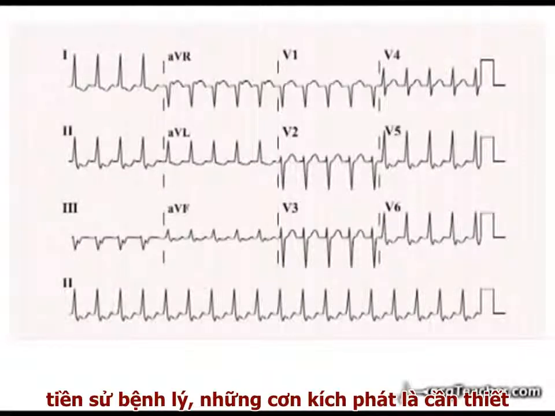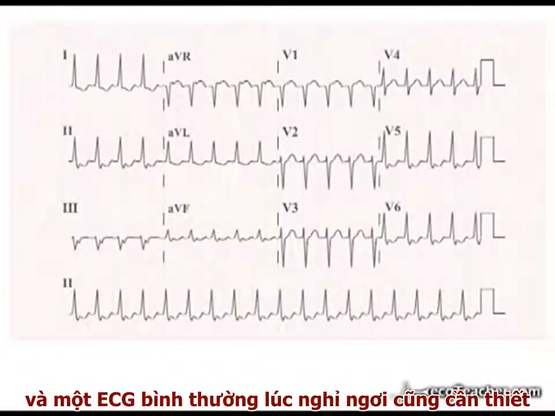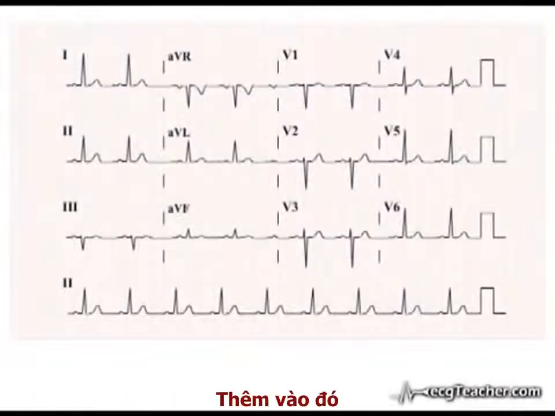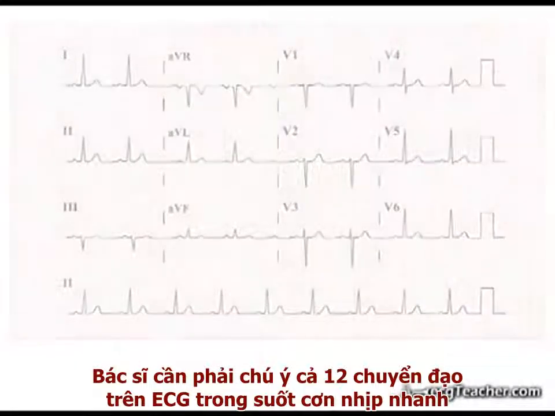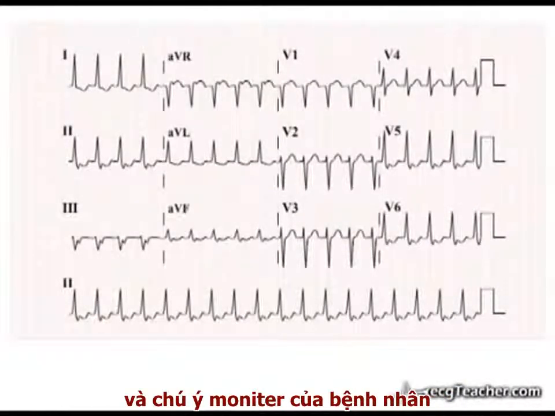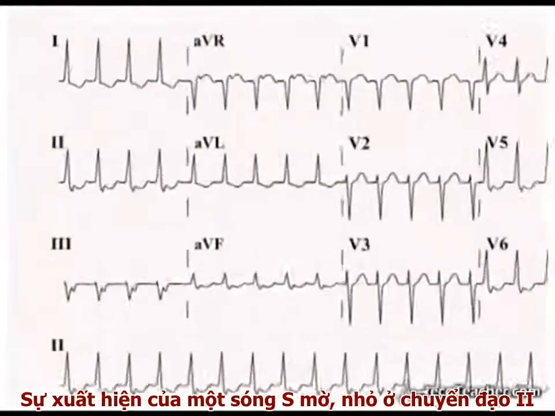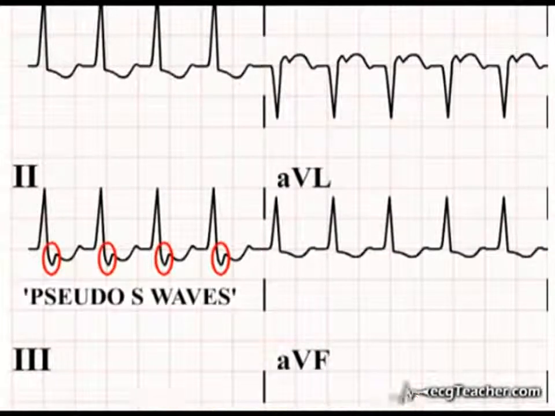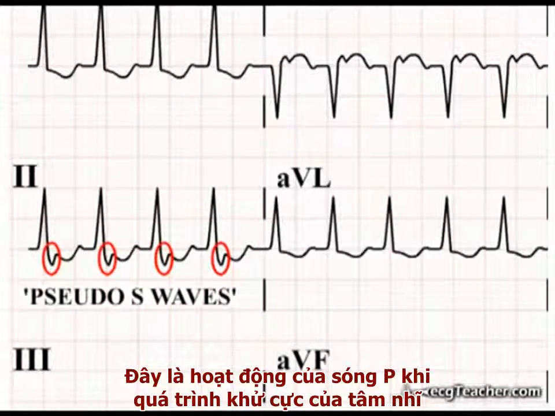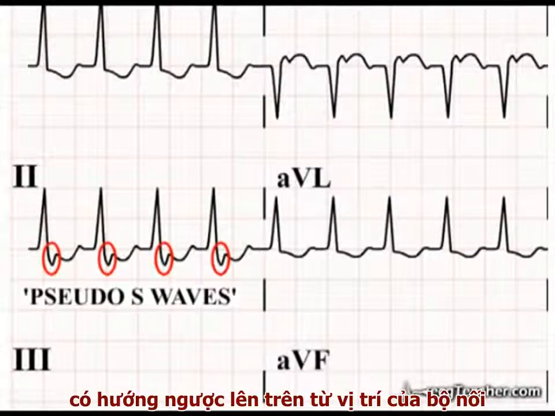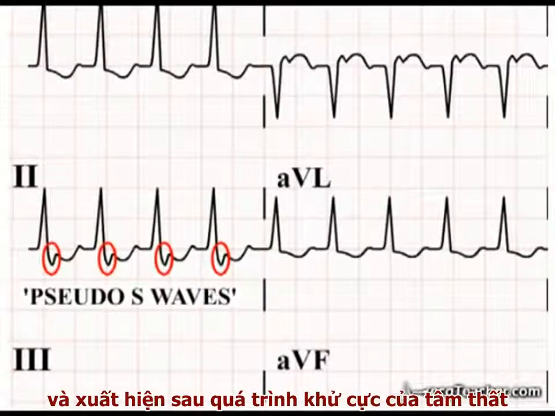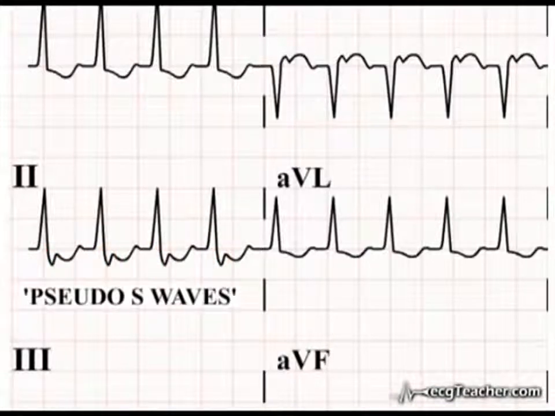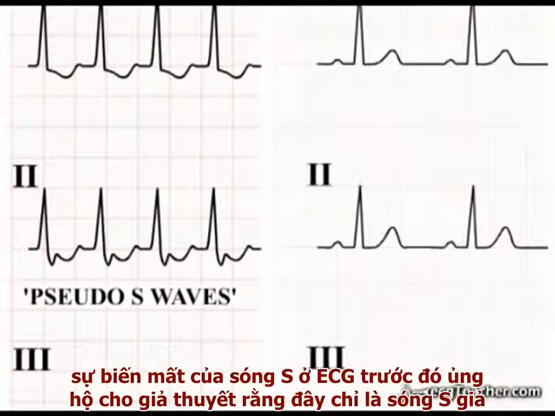The clinical history of paroxysmal episodes is typical, and a normal resting ECG is expected. In addition, the doctor noted on both the 12-lead ECG obtained during the attack and on the patient's monitor the presence of small slurred S waves in lead 2. In fact, these are pseudo S waves and represent P wave activity as atrial depolarization is spreading upwards from the junctional region and is occurring after ventricular depolarization. The complete absence of S wave activity in lead 2 in the pre and post-attack ECGs supports the contention that these are indeed pseudo S waves.